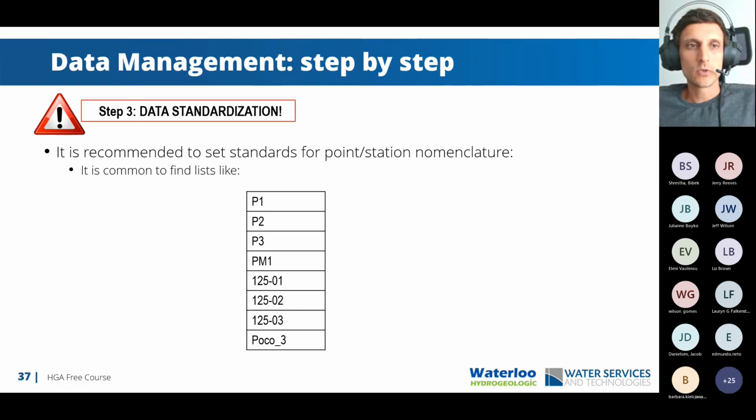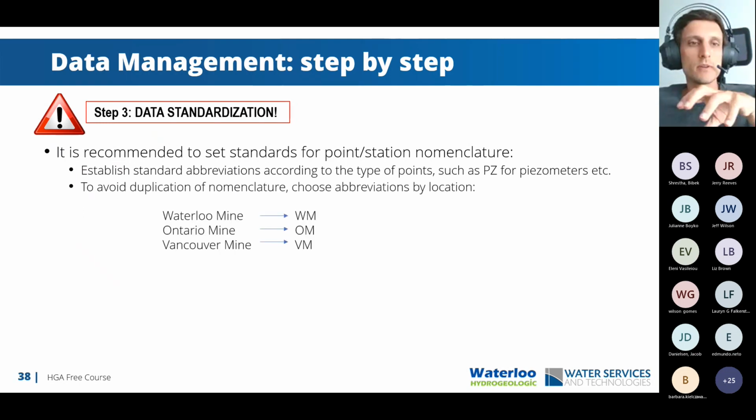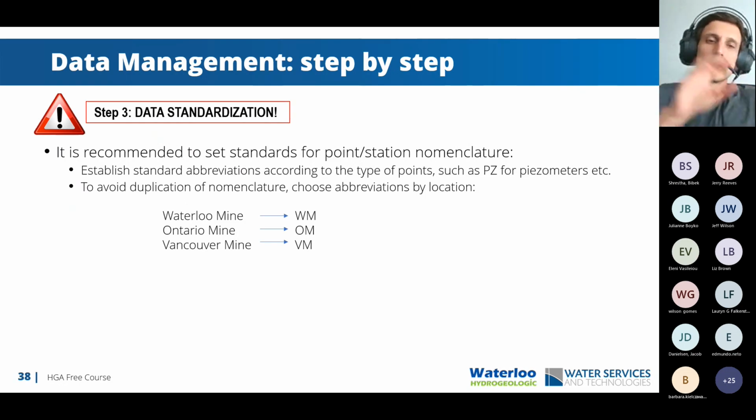So we always recommend to create some kind of standards for the names of our points to make it easier to identify what kind of point we are dealing with. So for example, we could establish some abbreviations according to the type of the points. For example, piezometers will have PZ in their names. And also to avoid duplication of nomenclature if we have different locations.